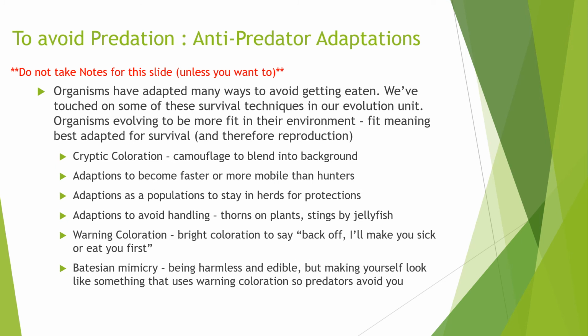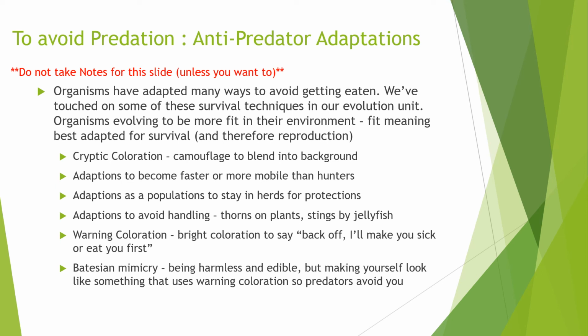So on this slide, I don't expect you to take notes. This is just kind of fun extra information, okay? So to avoid predation, several organisms have anti-predator adaptations. And organisms have adapted many ways to avoid getting eaten. We've touched on some of these in survival techniques in our evolution unit. Organisms evolve to be more fit in their environment. Fit again meaning best adapted for survival and therefore reproduction.